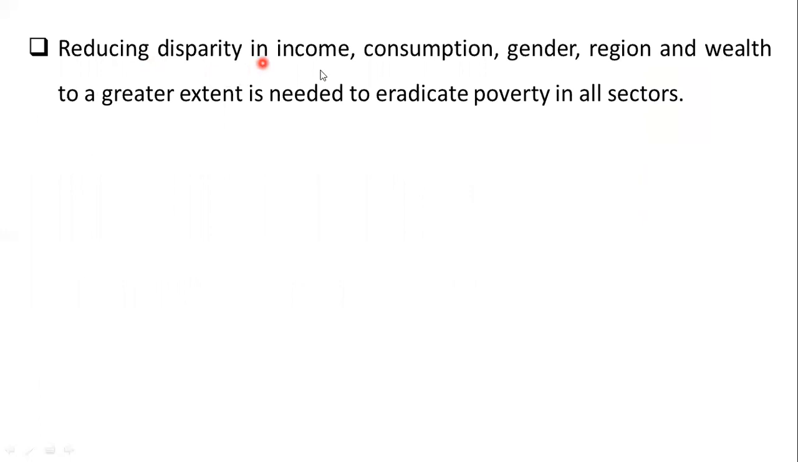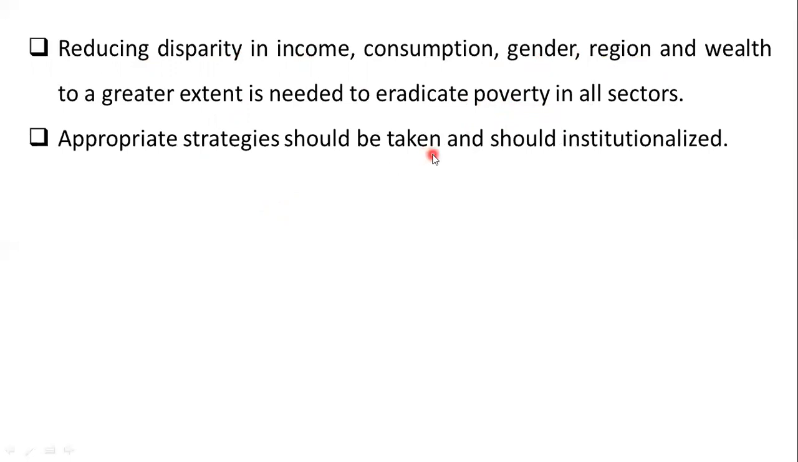Then reducing disparity in income, consumption, gender, region, and wealth to a greater extent is needed to eradicate poverty in all sectors. That means from all sectors, this should be removed. The disparity in income, consumption, disparity between gender, disparity between regions, and also wealth or resources must be reduced. That will eradicate poverty. Appropriate strategies should be taken and should be institutionalized. That means strategies are needed and they should be institutionalized, not only at the individual stage.